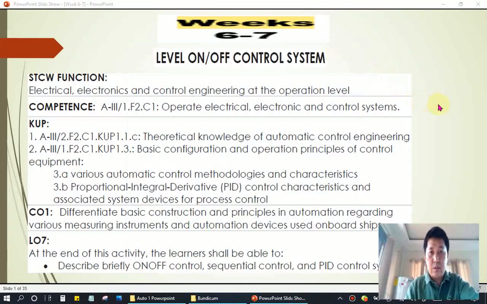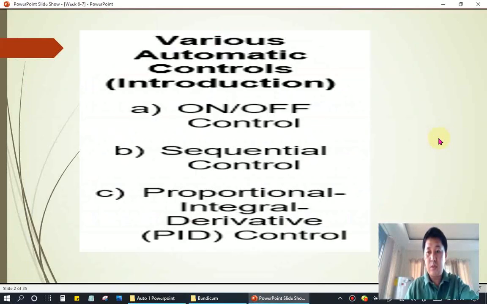So I'm going to discuss the topic for week 6 and week 7, level on-off control system. This topic is for Automation 1. So we have here various automatic controls introduction: on-off control, sequence control, proportional, integral, derivative, or PID control.